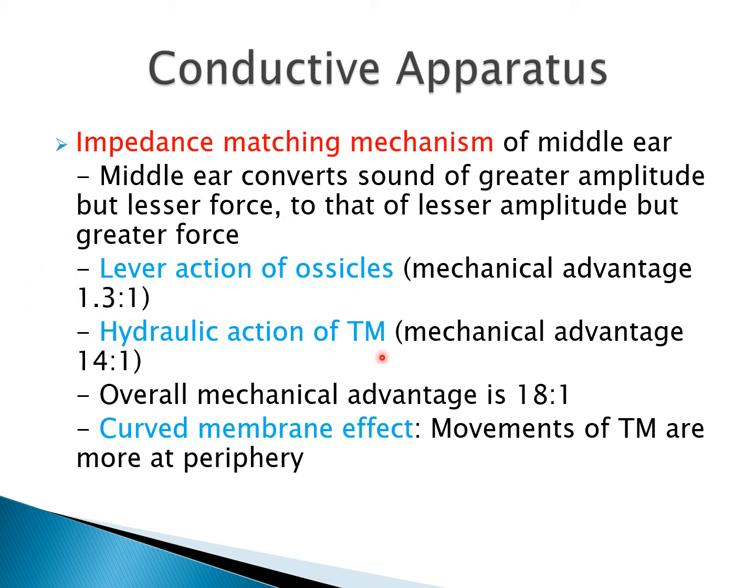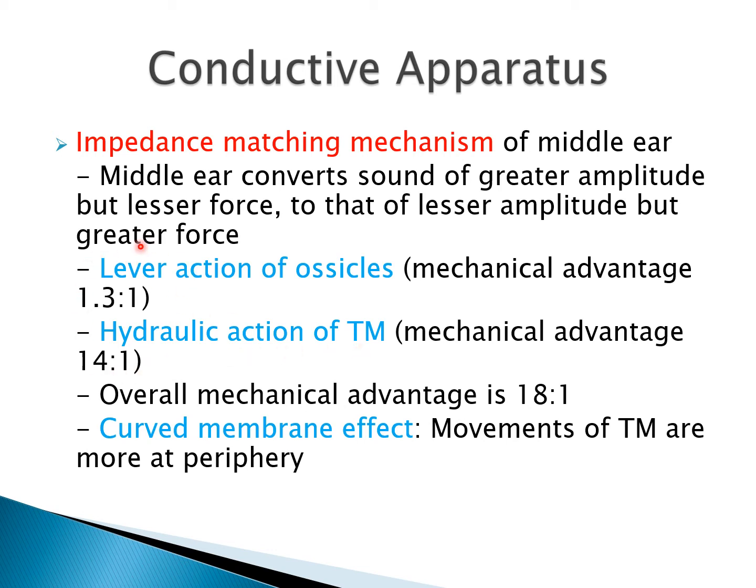Then hydraulic action of the tympanic membrane, that is the tympanic membrane vibrates. If we see the overall area of the tympanic membrane, it is around 90 square millimeters, but around 55% of the tympanic membrane vibrates, and it vibrates more at the periphery. So the effective vibratory area comes to around 45 to 55 square millimeters. The ratio of the surface area of the tympanic membrane to the surface area of the stapes footplate is around 14 is to 1. So this is called hydraulic action of the tympanic membrane.